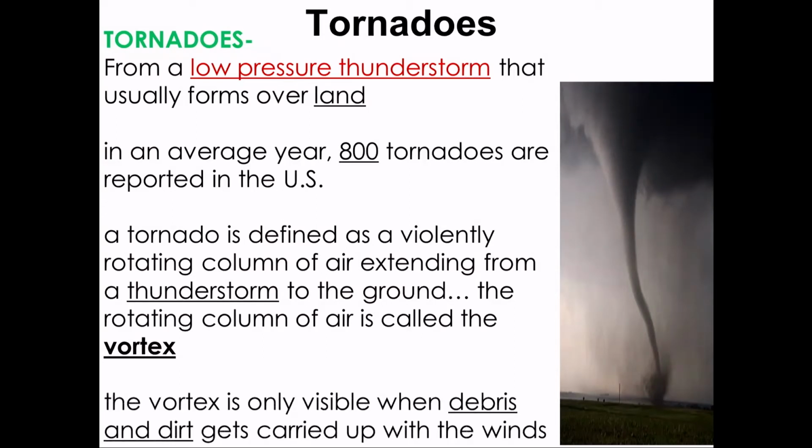Now, usually tornadoes will either have dirt or debris, maybe even water vapor that signifies that they are there. But until they touch the ground, sometimes they're pretty hard to see. So this one has touched the ground, so that's why it's a little bit easier to see there.